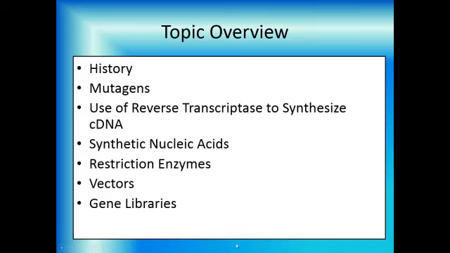So the subtopics for this topic are: we're going to talk a little bit about history, we're going to go over mutagens again with an eye toward using them in biotechnology, use of reverse transcriptase to synthesize cDNA, synthetic nucleic acids, restriction enzymes, vectors, and gene libraries.